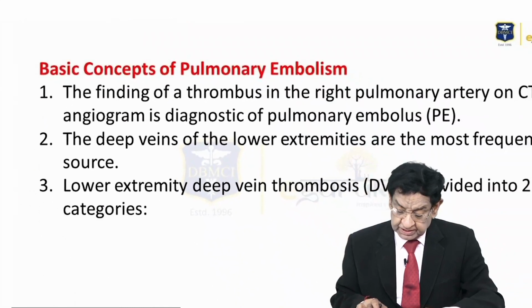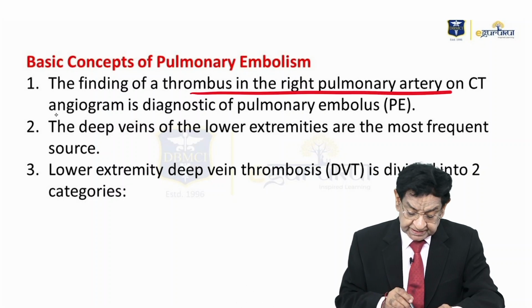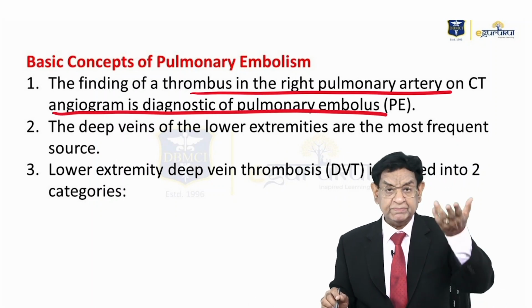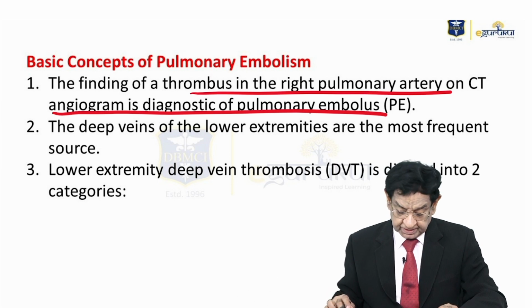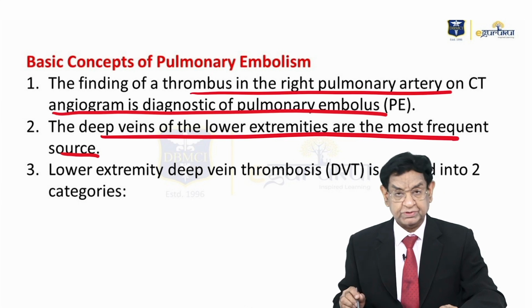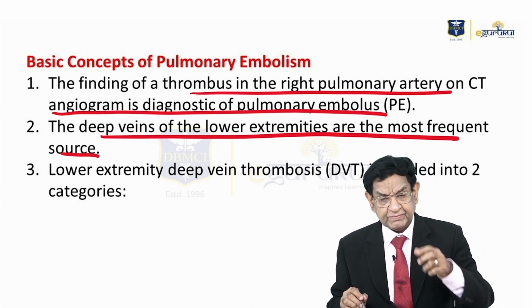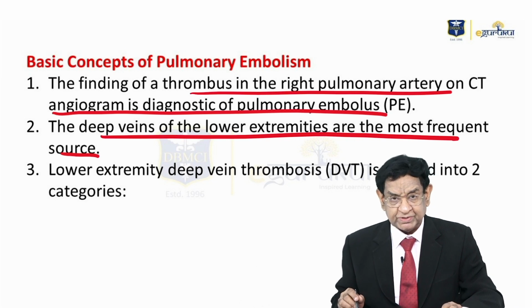The finding of a thrombus in the right pulmonary artery on CT angiogram is diagnostic of pulmonary embolism. The diagnosis was already given in the investigation. Now, deep veins of the lower extremity are the most frequent source. But the confusion is that when we talk about deep veins, people think about calf veins. No, it's not calf vein.